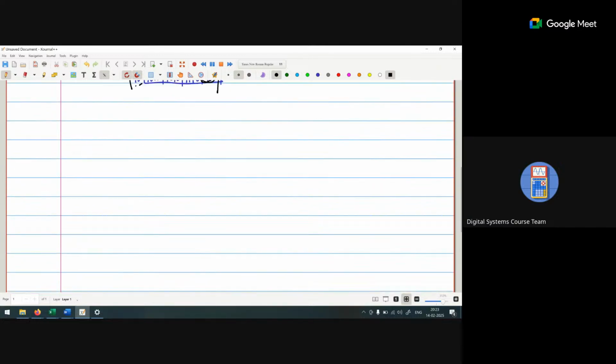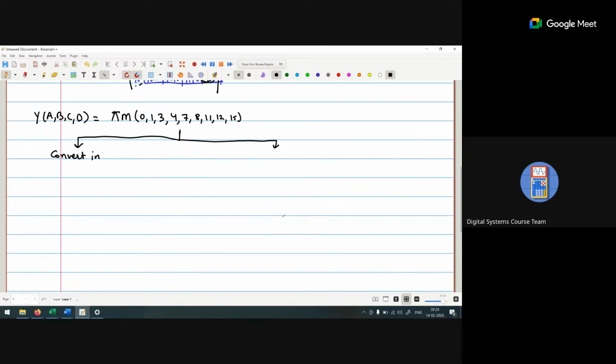Now we go with the max term. Y of A, B, C is pi m of 0, 1, 3, 4, 7, 8, 11, 12, and 15. Okay, so there are two ways to solve this particular max term equation. One is that convert into min term.